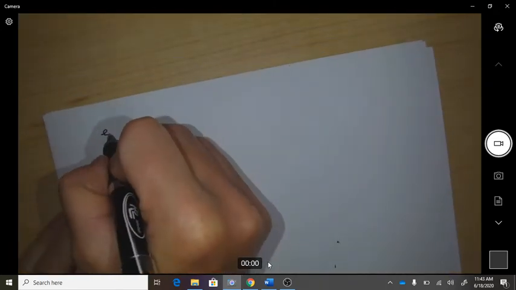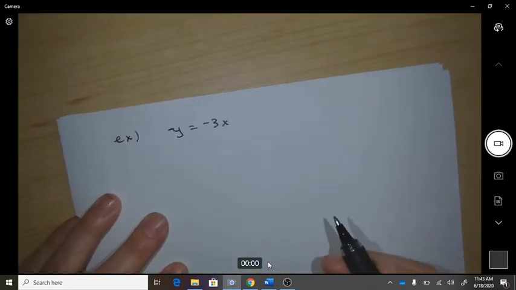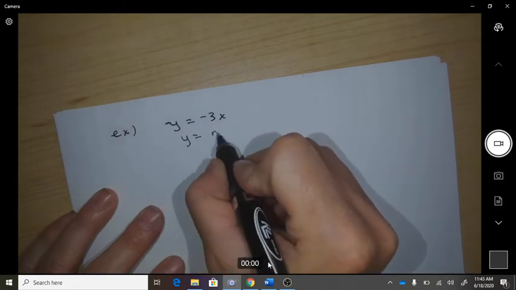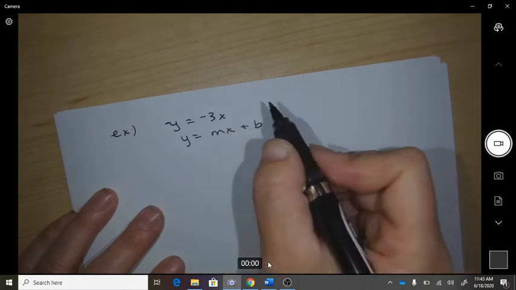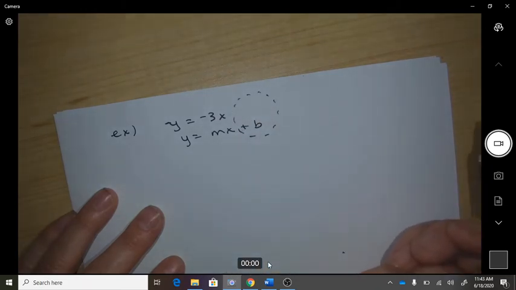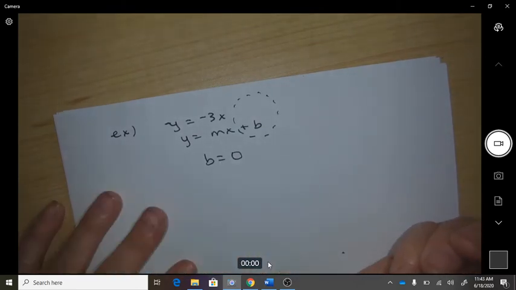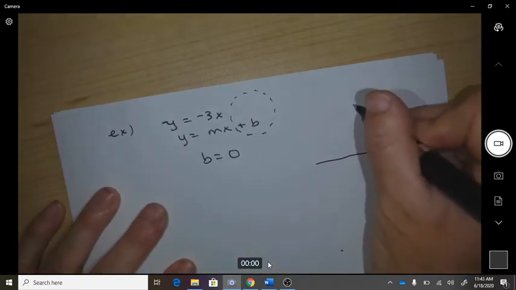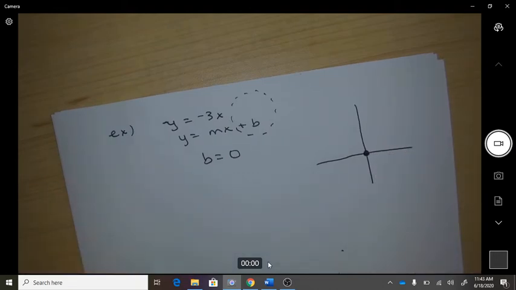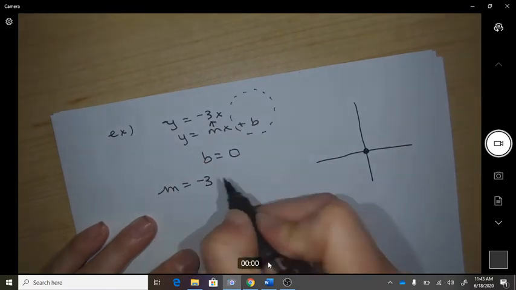Okay, next example. Y equals negative 3x. When I look at this mx plus b form, there seems to be nothing in the b spot. So b is really 0. So there's my b, there's my y-intercept. And my slope is negative 3.